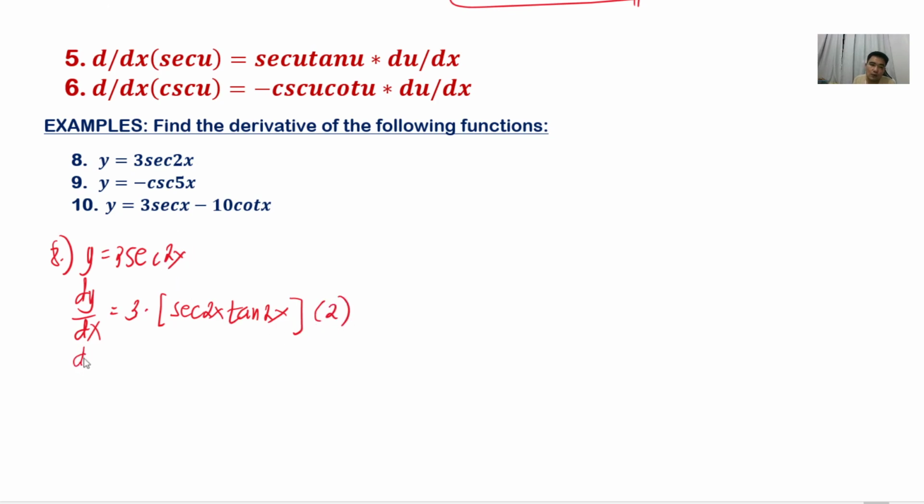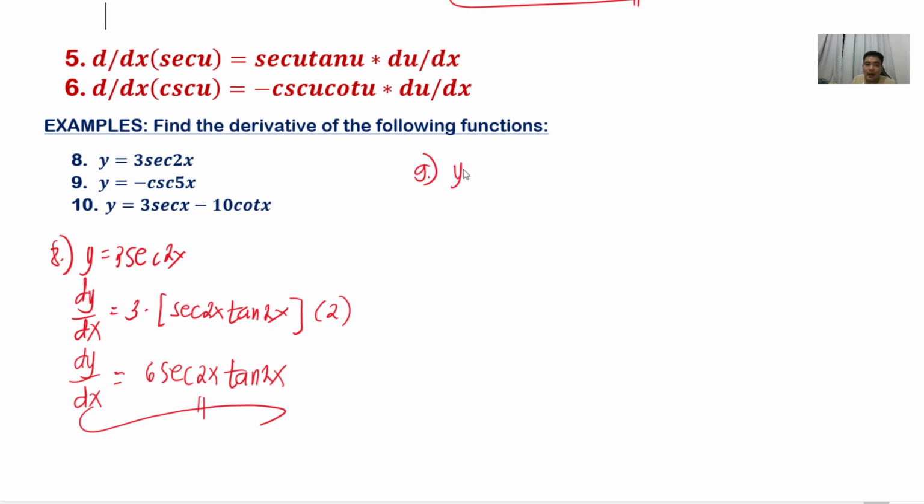So now we have, I will simplify further. That is 3 times 2, that is 6 times secant 2x tangent 2x. Okay? Simple as that. It's very simple. However, what if hindi mo siya memorize or hindi mo siya alam gawin? So, better practice, practice, practice solving. Okay? Number 9.